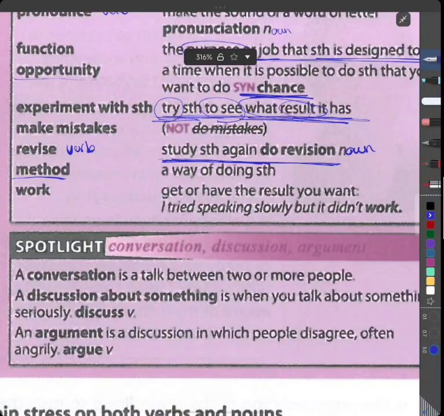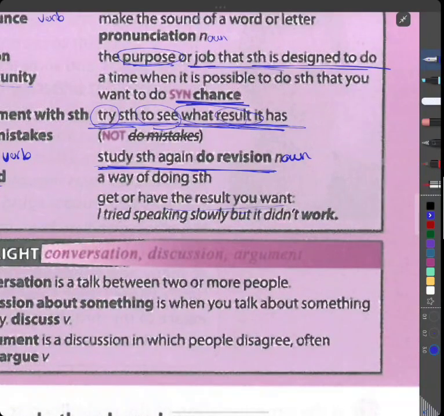Get or have the result you want. I tried speaking slowly, but it didn't work. یعنی نتیجه نداشت.